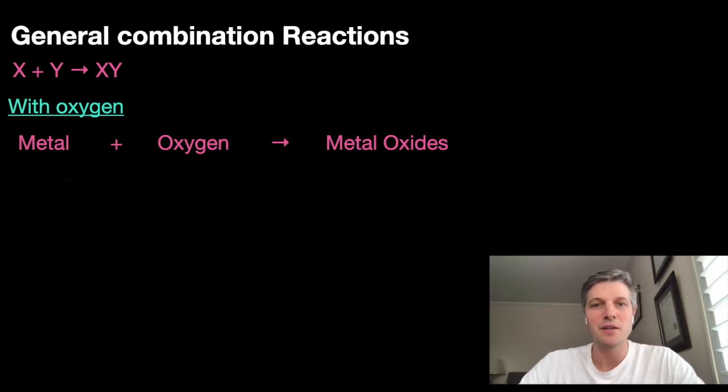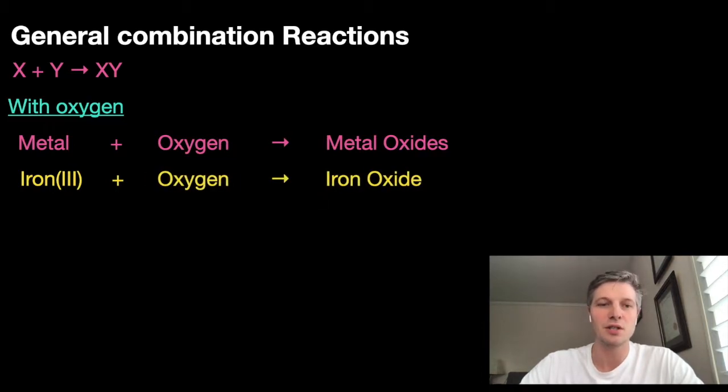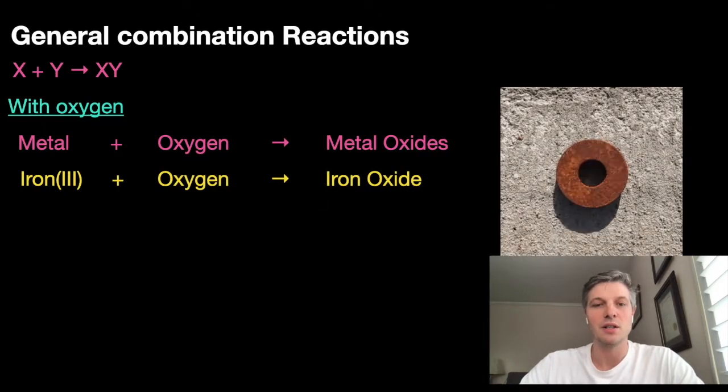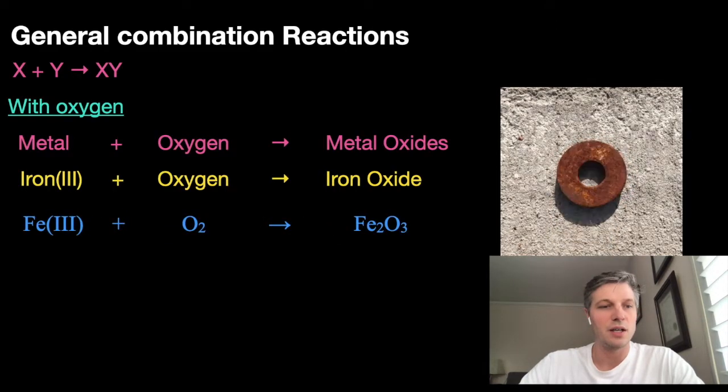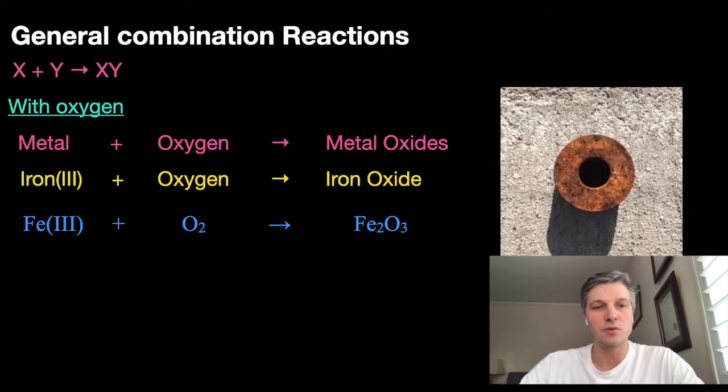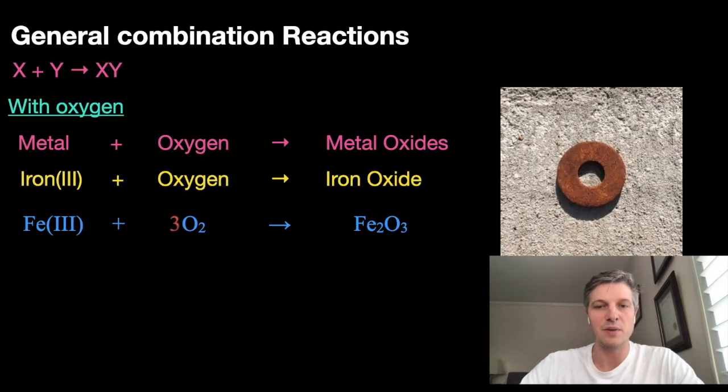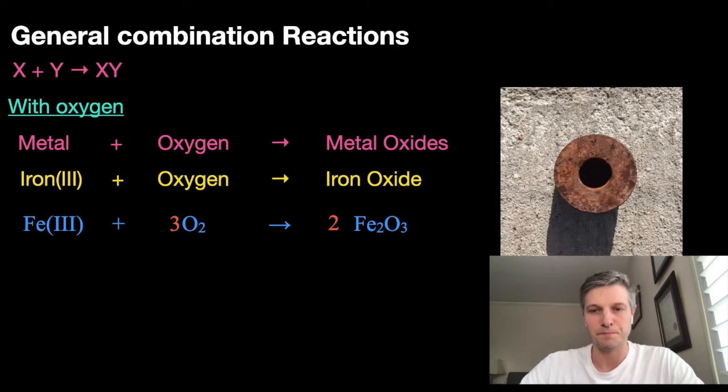Not hard, right? So here's an example. Iron, in this case iron 3, gives us oxygen to give us iron oxide. So we would write this as a chemical equation as Fe plus O2 equals Fe2O3, and then we need to just quickly balance that up.